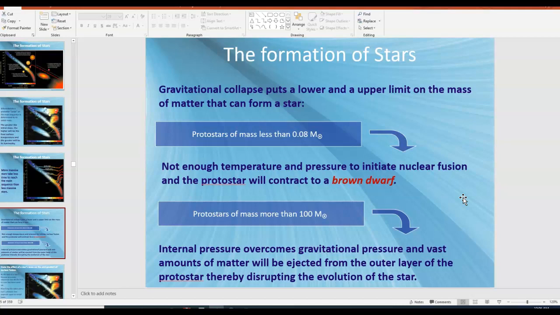Now, there's also an upper limit on how big a star can be, because if you have too much mass, then when the star is trying to form, there's a lot of internal pressure that's disrupting the evolution of the star if there's too much mass trying to pull itself together. And so there's both an upper and a lower limit on the mass of a star.